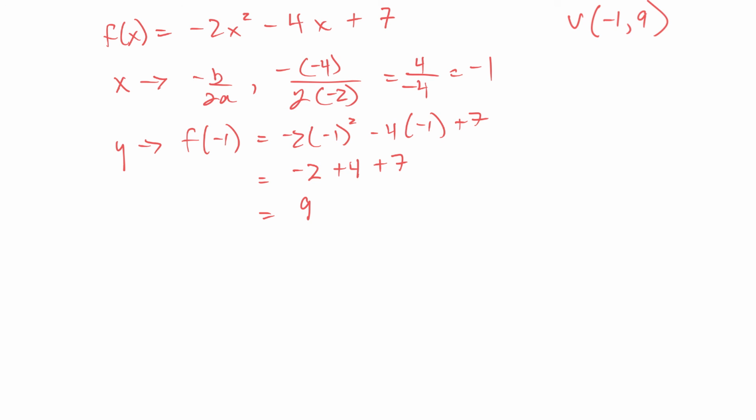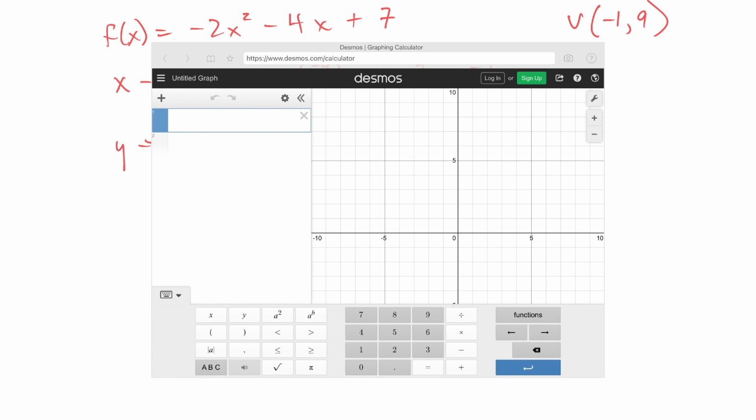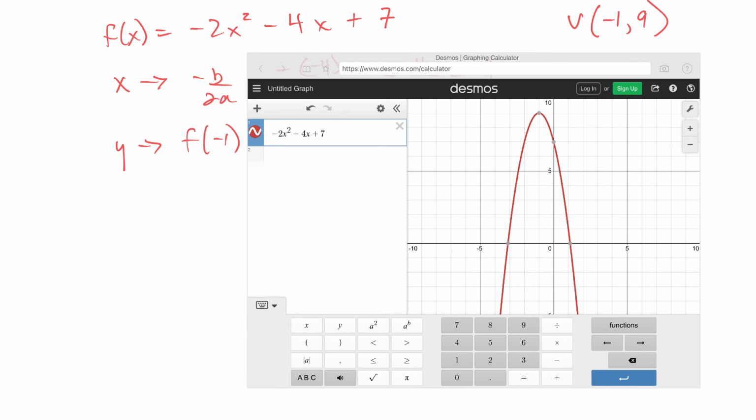Okay, that'll be perfect. So let's do this on decimals. Here we go. And I'll just try it, plugging it in there. -2x squared, go over, -4x plus 7. There we go. Okay, let me move that right about there. Okay, so I see the point right there is -1 and 9, just like I figured it.